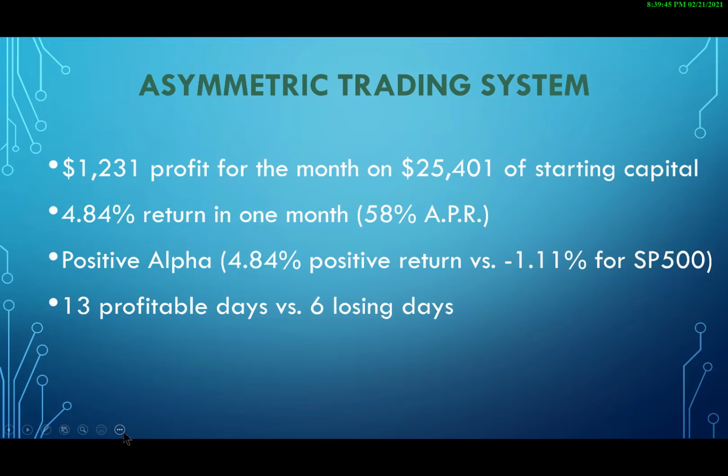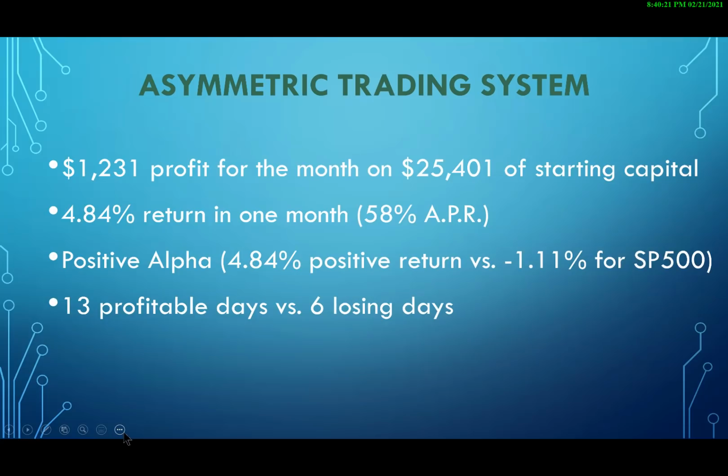This is the bottom line for last month's results. $1,231 profit for the month on a $25,401 starting capital amount. That's a 4.84% return in a 1 month period of time. Okay, that's a 58% APR. Now again, we shouldn't use APRs. We can't use APRs to imply performance because we don't know what the market is going to do month to month. But boy, that's a pretty impressive number, guys.